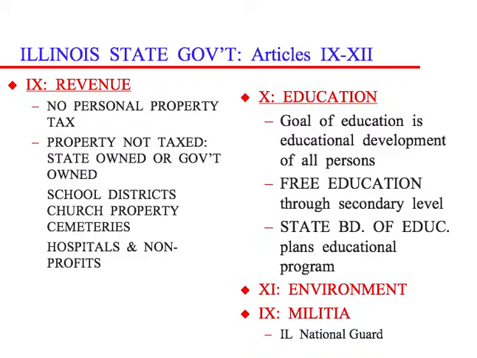Looking at education, it is to develop all people. It's free through secondary level, meaning through high school. And the State Board of Education plans all those education programs. And then Article 11 is the environment, and Article 12 should be National Guard.